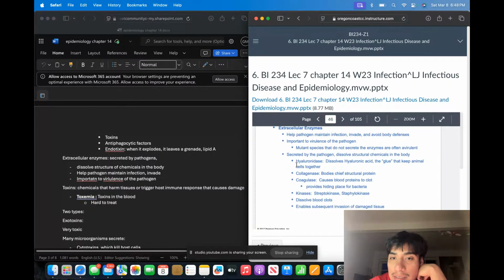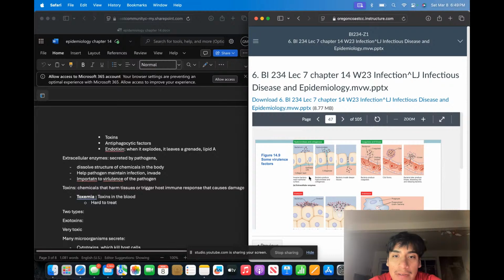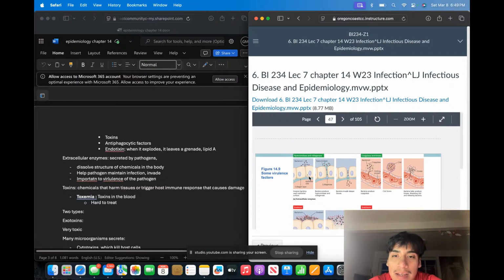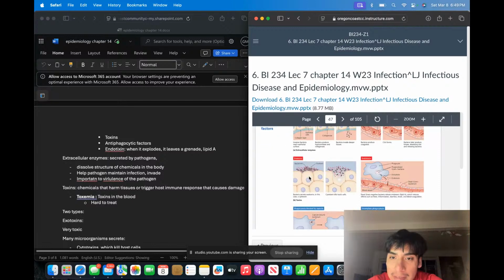Here we have some examples, like hyaluronidase, which dissolves hyaluronic acid, or the glue that keeps animal cells together. Collagenase, coagulase, kinase. So yeah, that's just how extracellular enzymes are virulence factors.